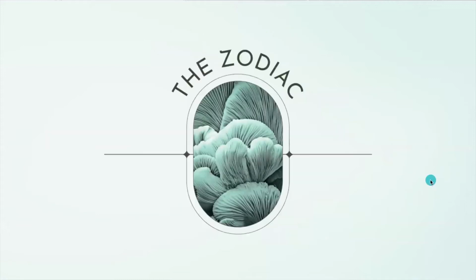So those are the 7 planets. So next we can talk about the zodiac.